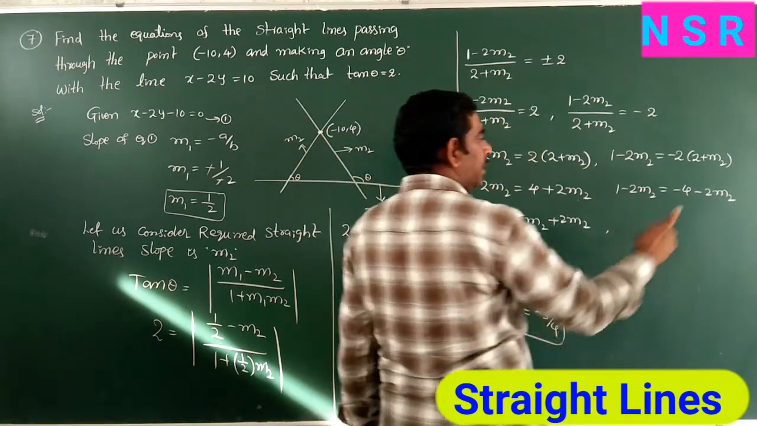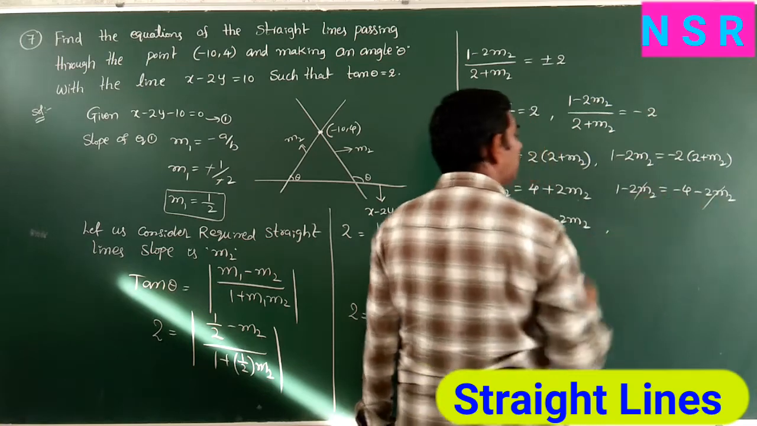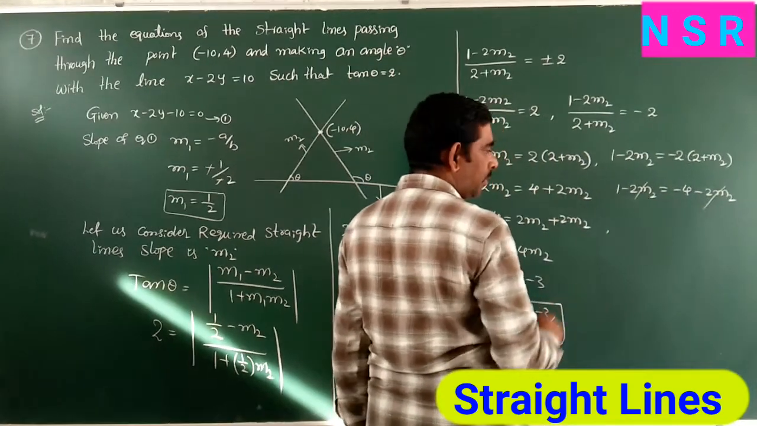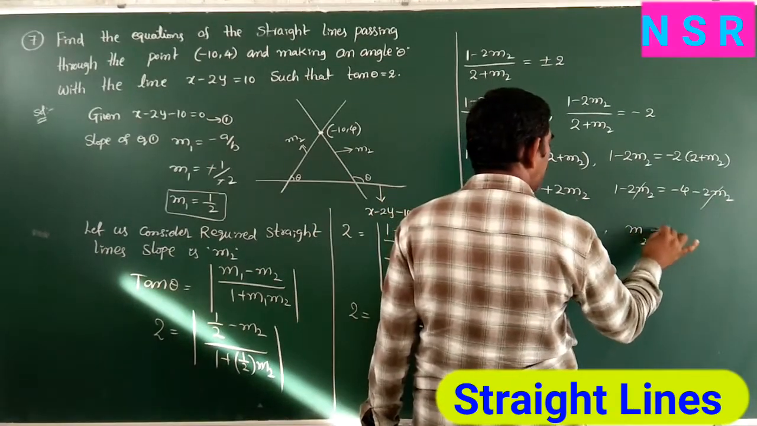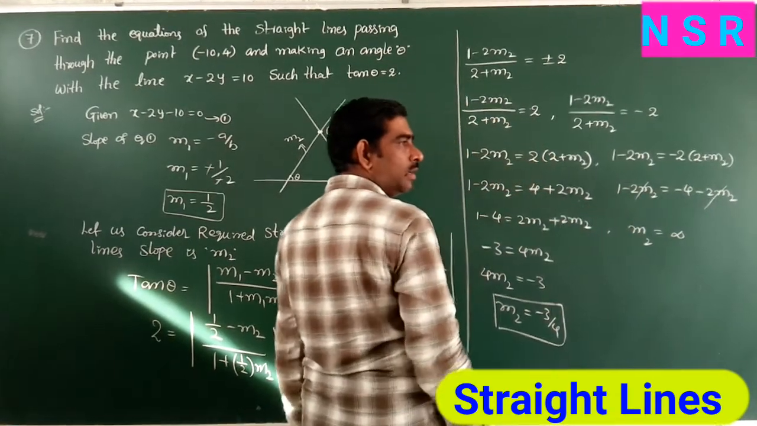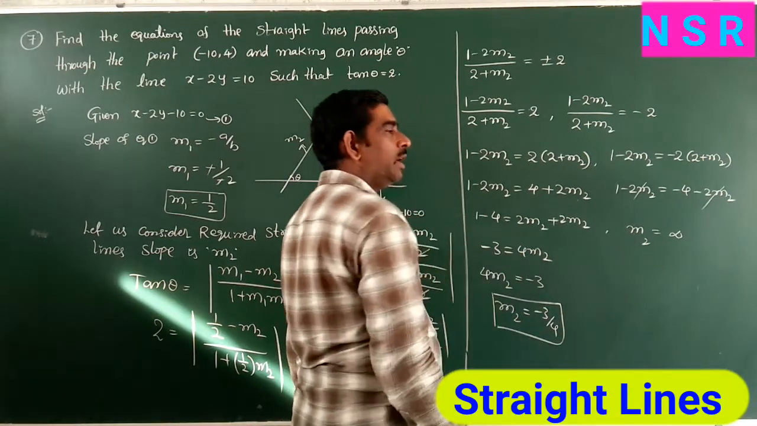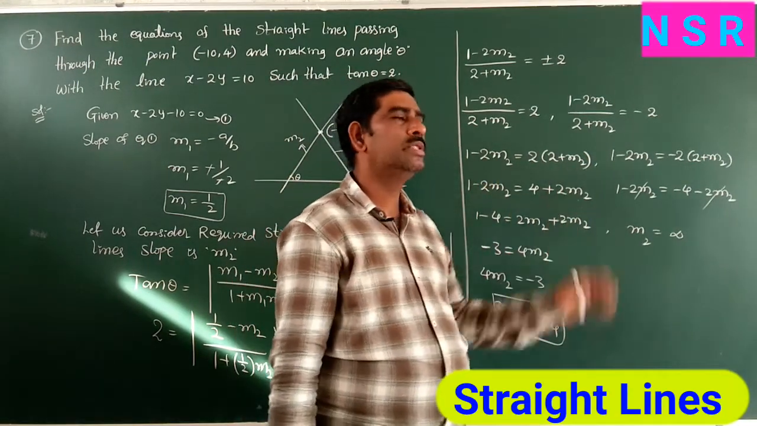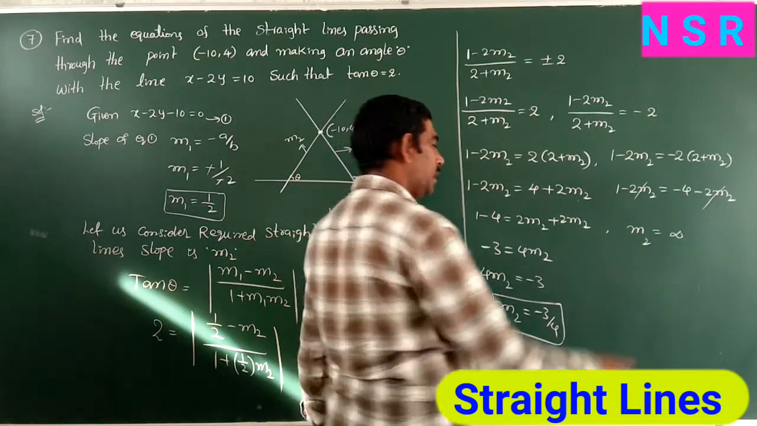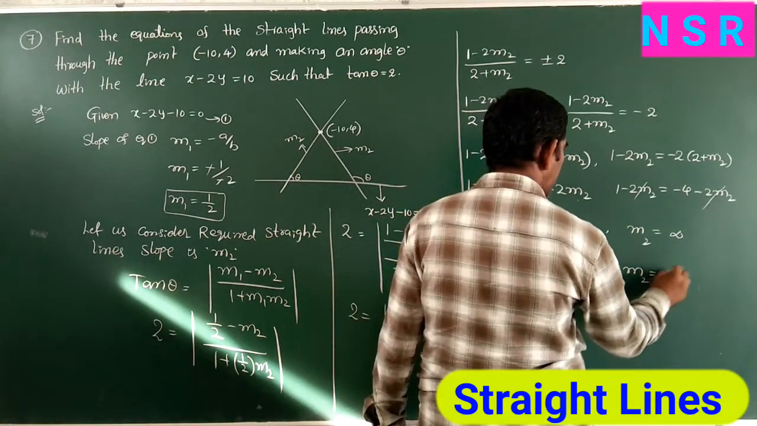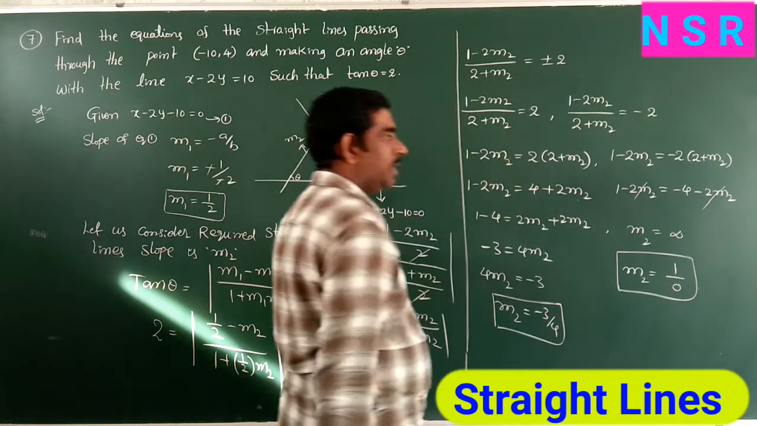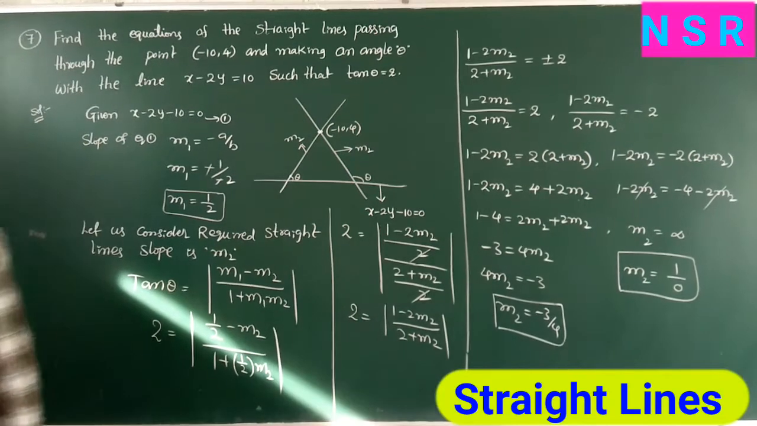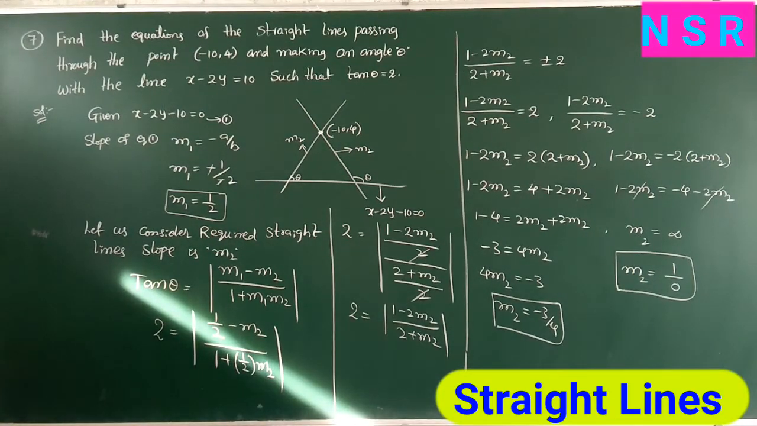And here, on both sides 2m2 has the same sign, so it cancels, but here we have to find the 2m2 value. If the m2 term cancels, then directly write that the m2 value becomes infinite. Infinite means something by 0. So one is −3/4 and another one is 1/0. So we get two m2 values. Our required lines are already passing through the point (−10, 4).